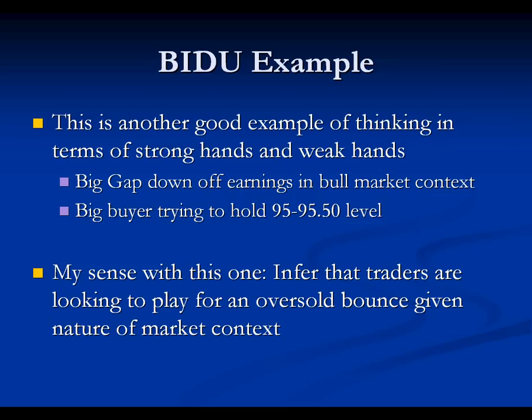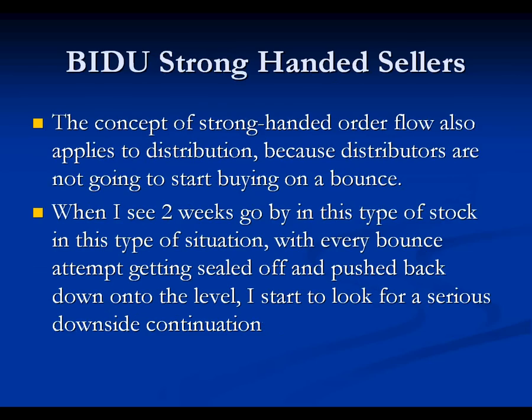So I watched this thing for a few days with the inference already in mind that I think a lot of traders are sitting in this oversold bounce position. Those are weak hands, so I'm already thinking that. Now, I'm not thinking that there's going to be a lot of people who are shorting this stock at that point, again because of the context. This is just an inference, but I trust it. So the concept of strong-handed order flow also applies to the distribution situation.